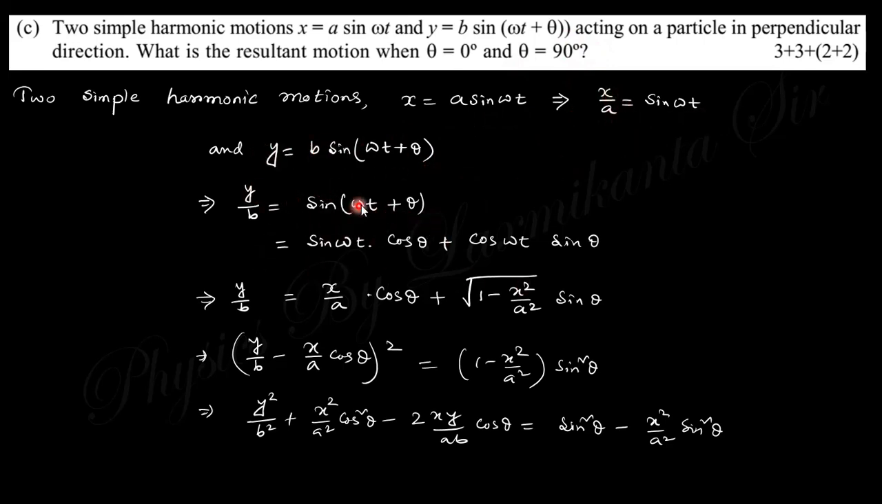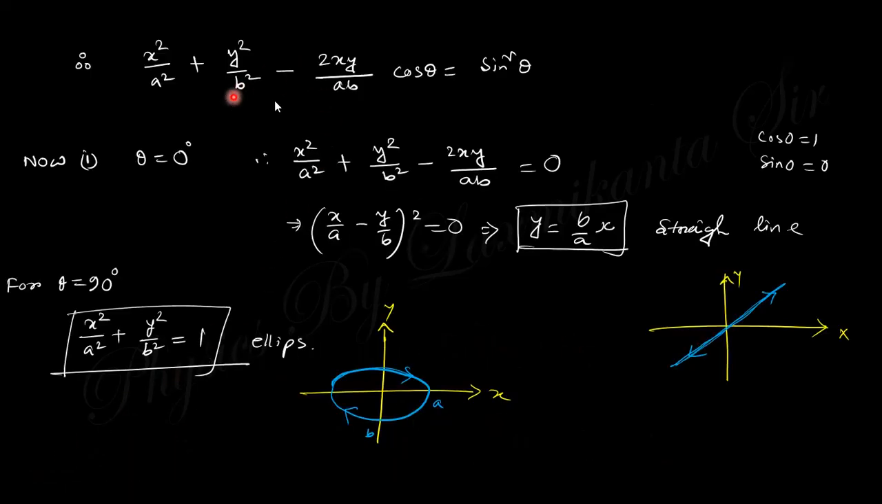Just put this formula, sin(a plus b) equals sin a cos b plus cos a sin b, and put this value of sin omega t as x by a and cos omega t as root under 1 minus sin square omega t, so this is x square by a square. Just rearranging them, you finally obtain this equation. Put theta equal to 0, you will get this straight line, and put theta equal to 90, you will get this equation of an ellipse. Okay, so I think it is clear: this is the straight line and this is the ellipse.